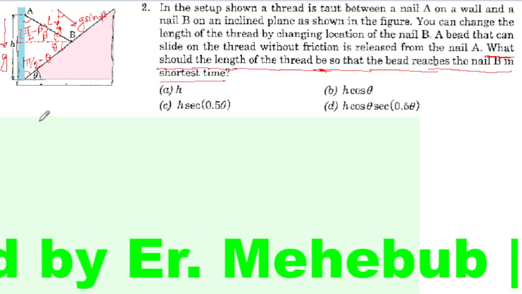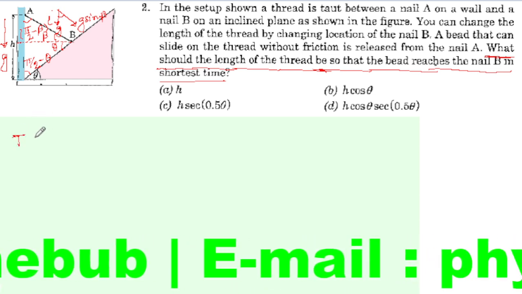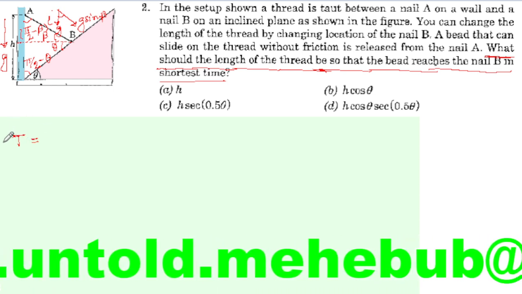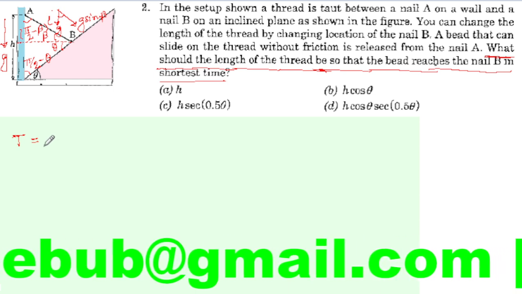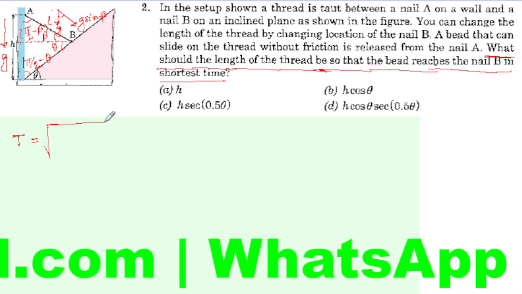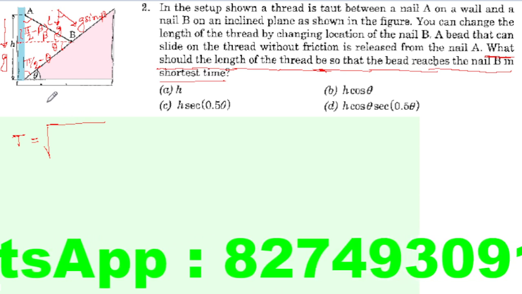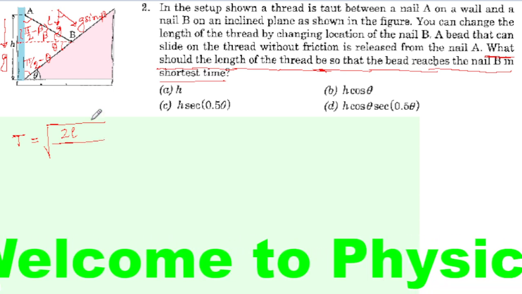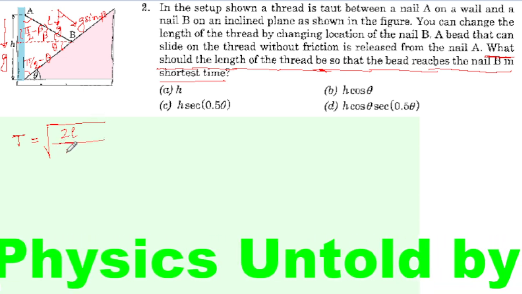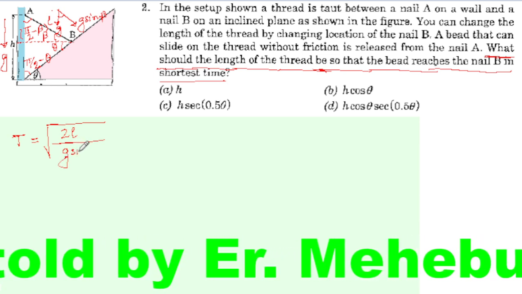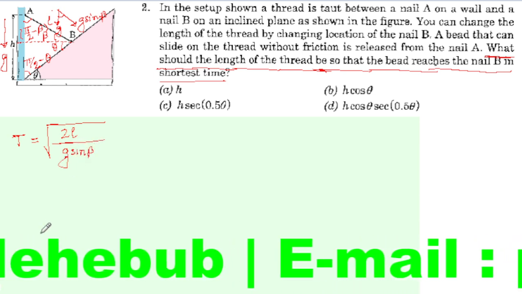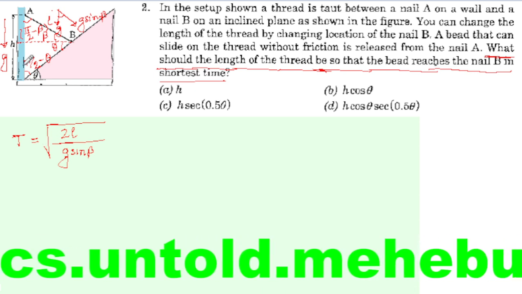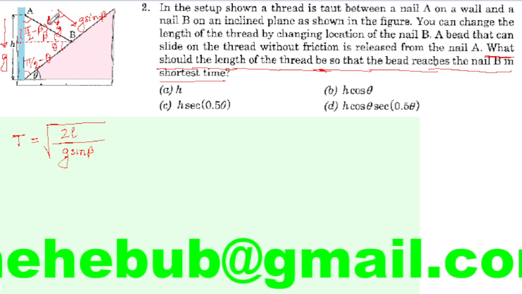Now we can write the time required t. From the kinematic equation we can find the time taken, which is equal to the square root of twice the length of the path, or twice the length of the string or rope, 2L, divided by the acceleration component, which is g sin beta. From this equation, we can now find the relation between the angle and the length of the string.